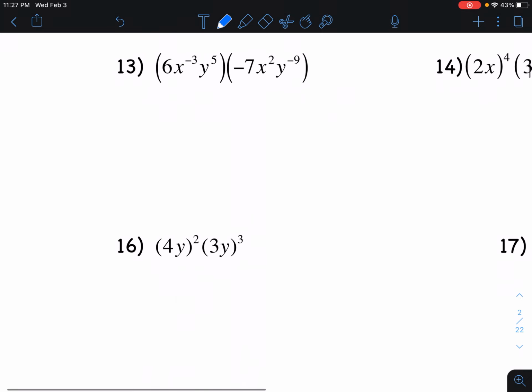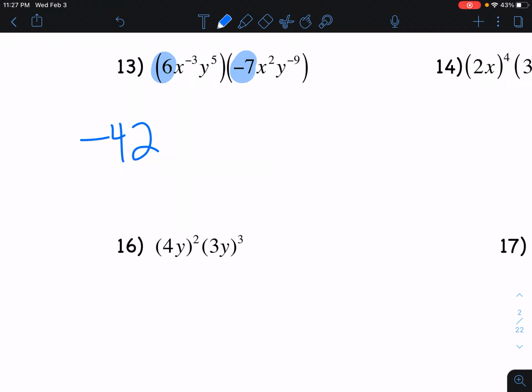All right, so number 13 is multiplication. How do I know this? You look in between the parentheses, there's nothing in between. So that means we multiply. Now, if you multiply the coefficients, such as the 6 and the negative 7, that will get negative 42. The 7 is negative 7. Please don't confuse that as a negative exponent.